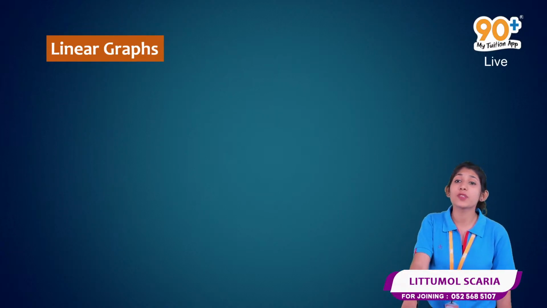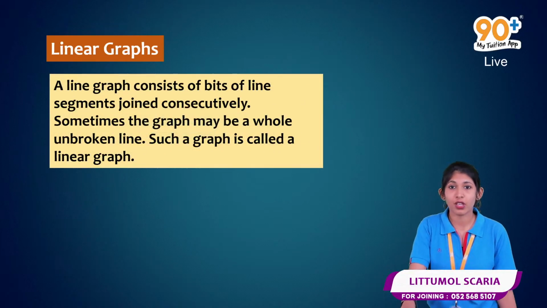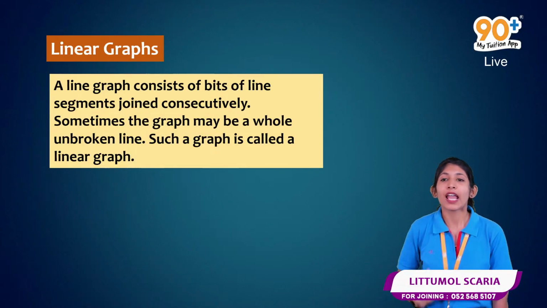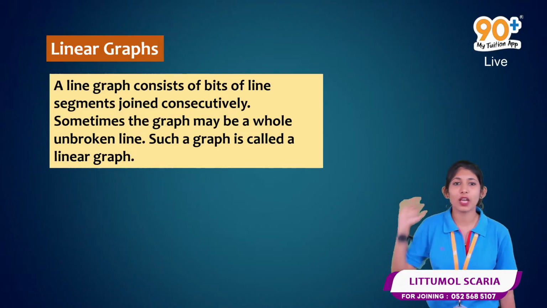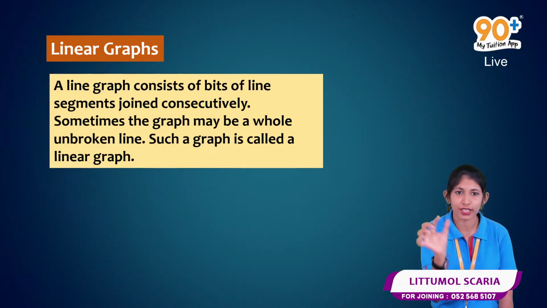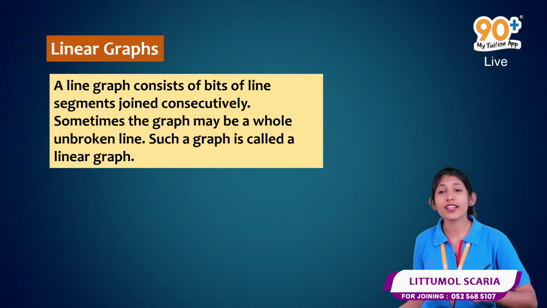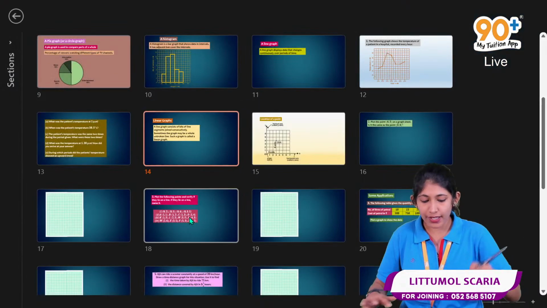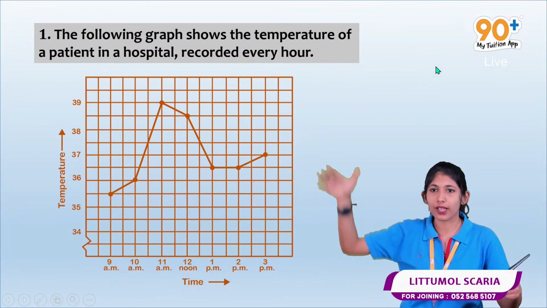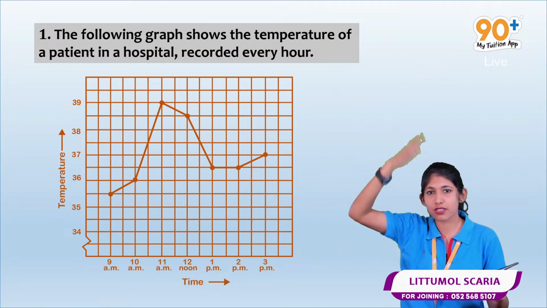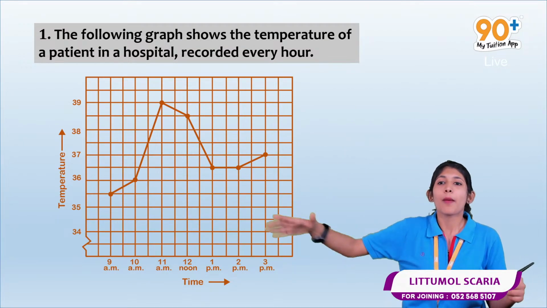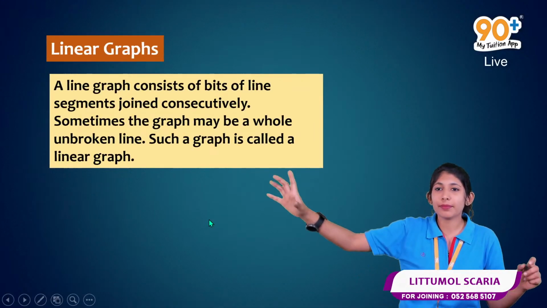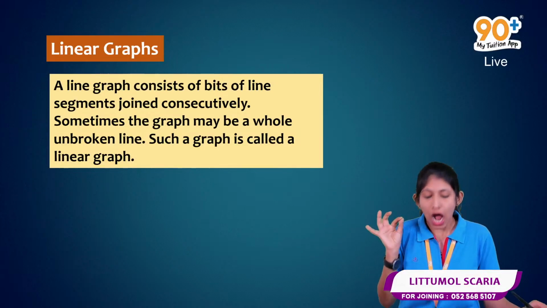So now, what's the difference between a line graph and a linear graph? A line graph consists of, just now we have seen a line graph, lines on the graph, so it's a line graph. A line graph consists of line segments joined consecutively. As you can see, some line segments are joined, not just going horizontal or vertical. But sometimes the graph may be a whole unbroken line.